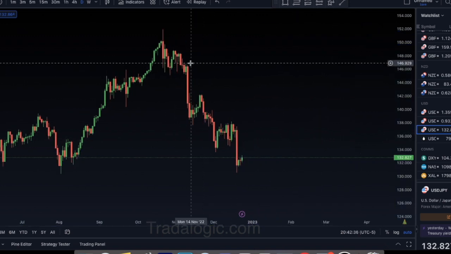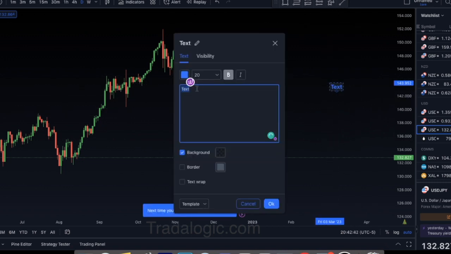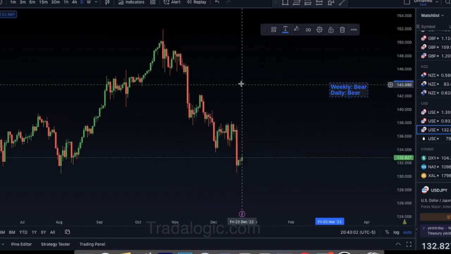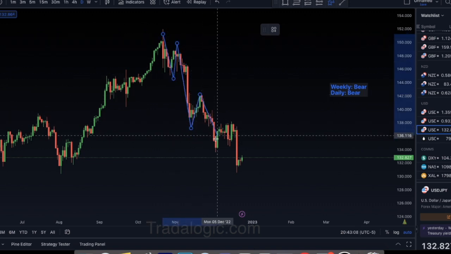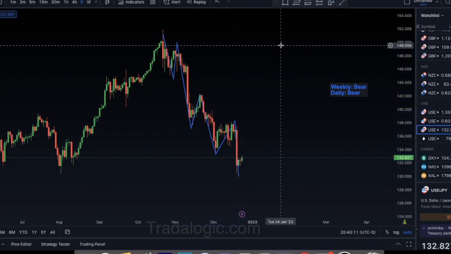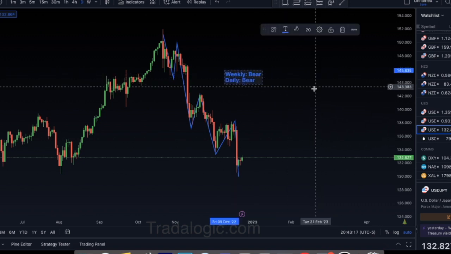As you can see, we don't have to spend most of the time with it. Let's see. Clearly, this is bearish. Simple as that. It's bearish.